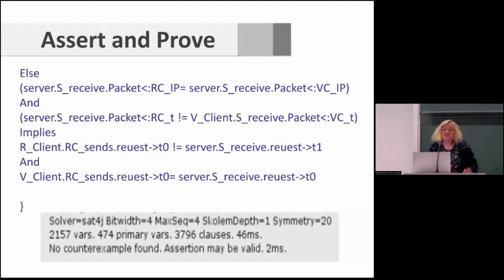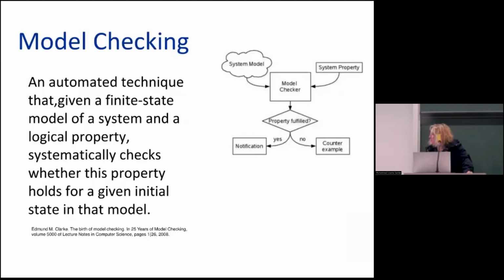So what is model checking? You probably all know as well. We have some finite state model of a system, and we have some logical property, and we really want to check whether this property holds for a given state in that system. So we have an abstraction of the system, we have a certain set of properties which interest us, and we are trying to find out what is going on over time.